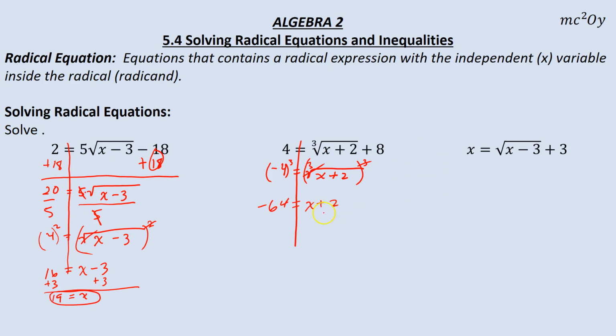So next step, subtract 2, we get negative 66 is equal to x, and we are done. Negative 66 plus 2 is negative 64. The cubed root of negative 64 is negative 4, and then we'll add 8, which will give us positive 4.